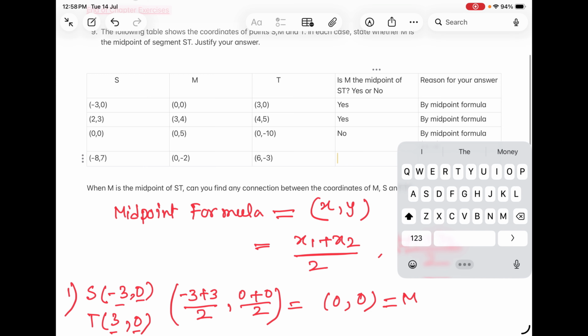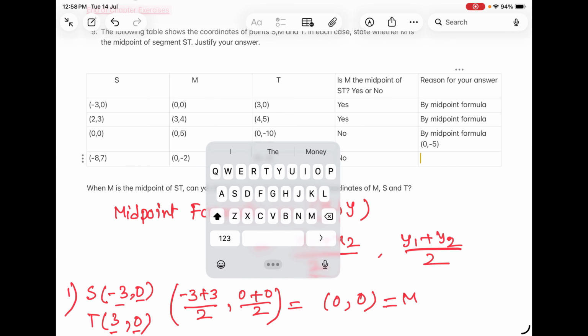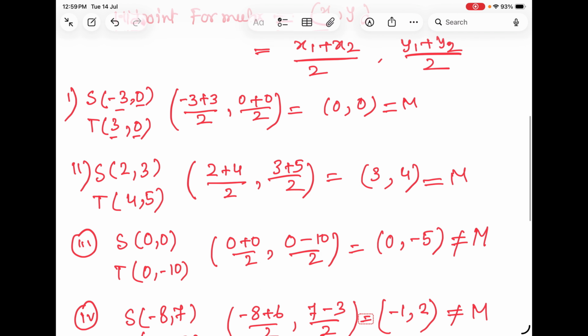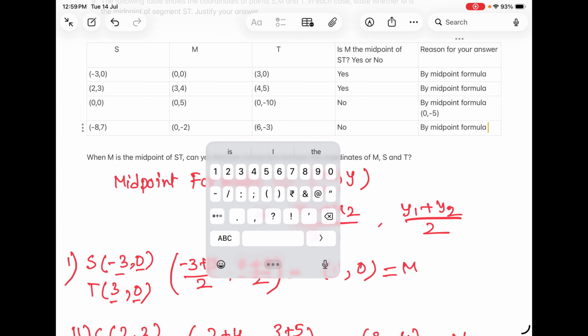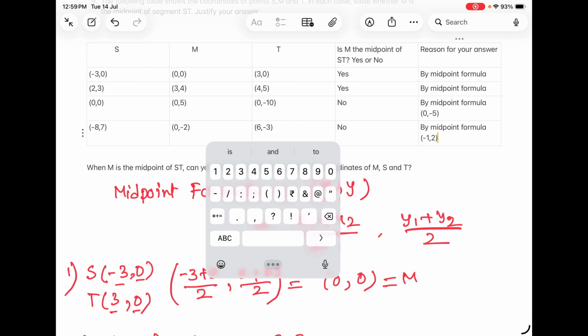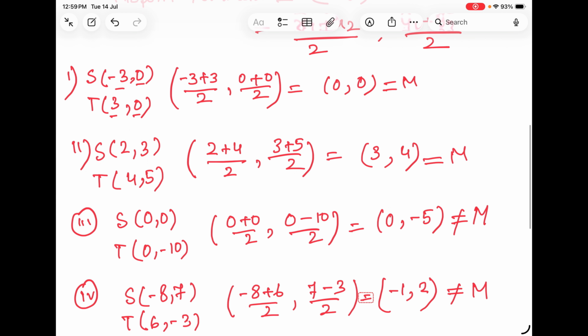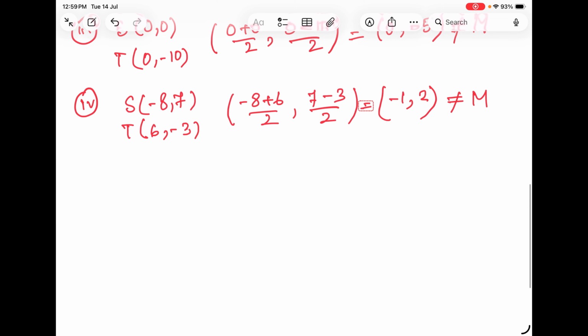So here in the answer part you write: is M the midpoint of ST? No. And in the reason part you write by the midpoint formula, and the answer you get is (minus 1, 2). This is the answer of question number 9.